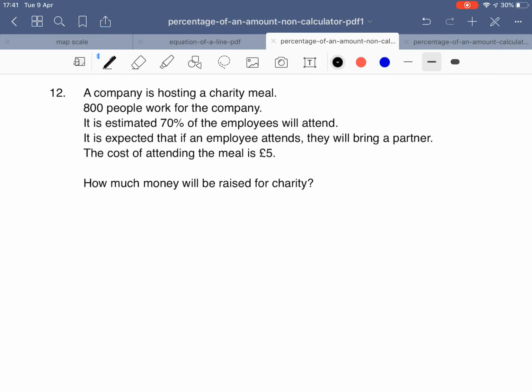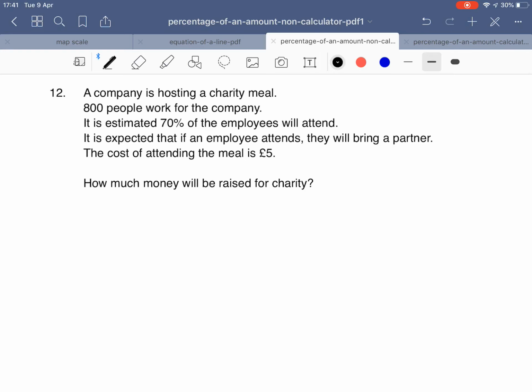A company is hosting a charity meal. 800 people work for the company. It's estimated 70% of the employees will attend. It's expected that if an employee attends, they'll bring a partner. The cost of attending the meal is £5. How much money will be raised?